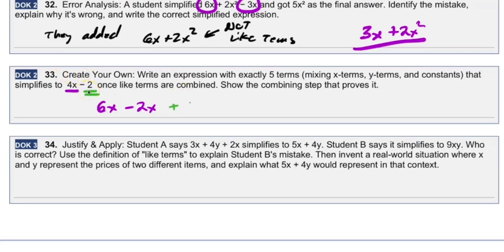So I can start anywhere. I can say like 10. We can go like minus 15. That'll give me a negative. I'll be at negative 5 then. And I gotta get back to negative 2. So I'm gonna go plus 3. Again, there's no right or wrong answer. We have something like this. And show the combining steps that prove it.